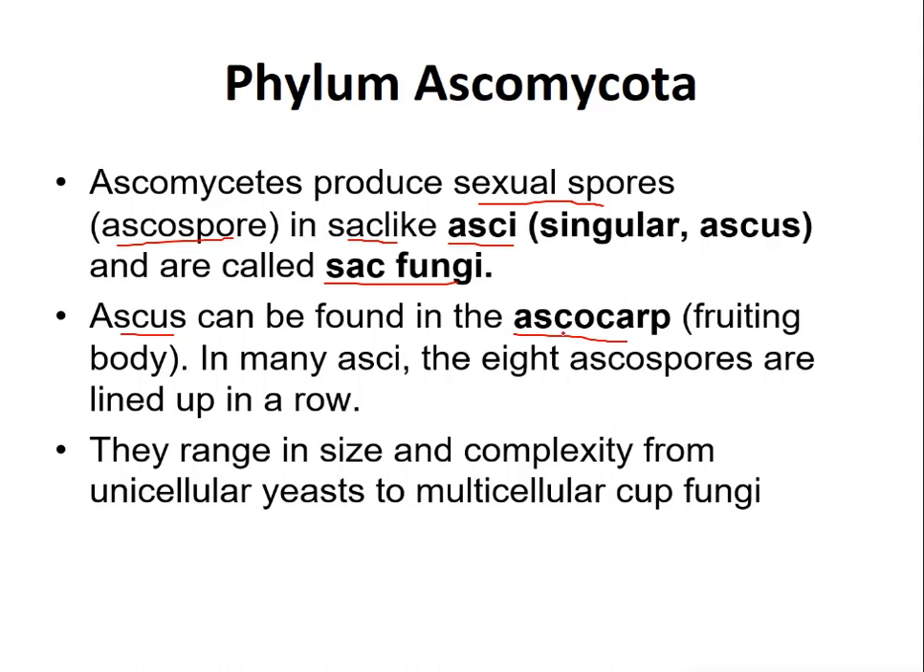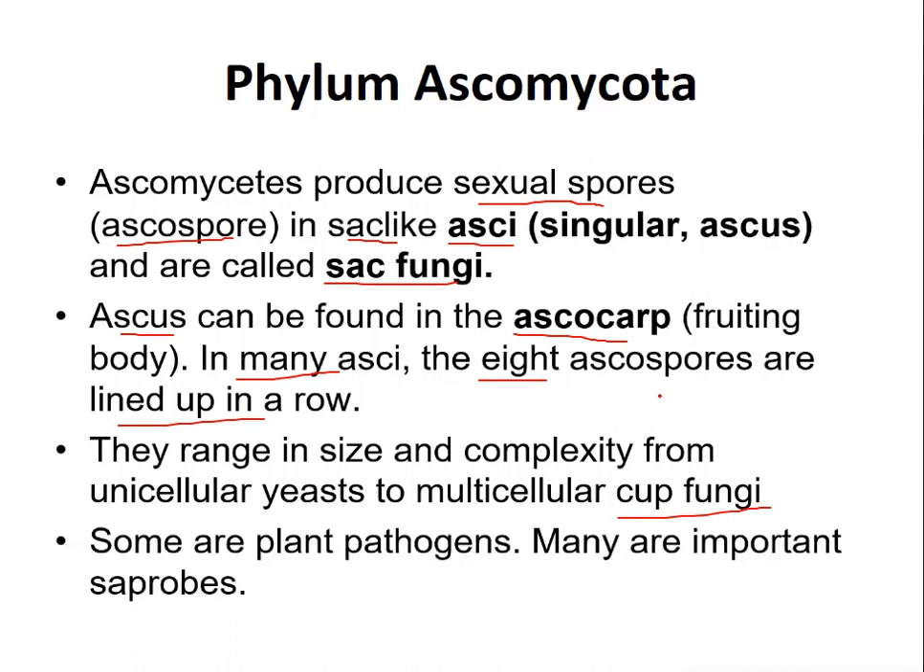Ascocarp is the fruiting body. In many asci, there will be 8 ascospores that line up in a row. They range in size and complexity from unicellular yeast to multicellular cup fungi. Many ascomycetes are plant pathogens, and some of them are very important saprobes, or what we call decomposers.